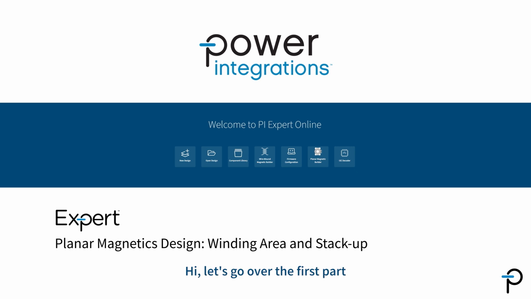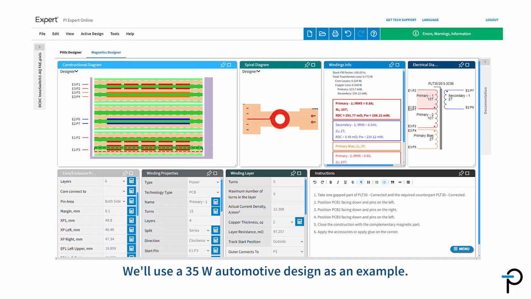Hi, let's go over the first part of the design process for planar transformers using the Planar Magnetics Designer tool in PI Expert. We'll use a 35-watt automotive design as an example. I'll be going over how to specify the general stack-up of the winding and insulation layers, as well as introducing additional margins from the core to the PCB material.